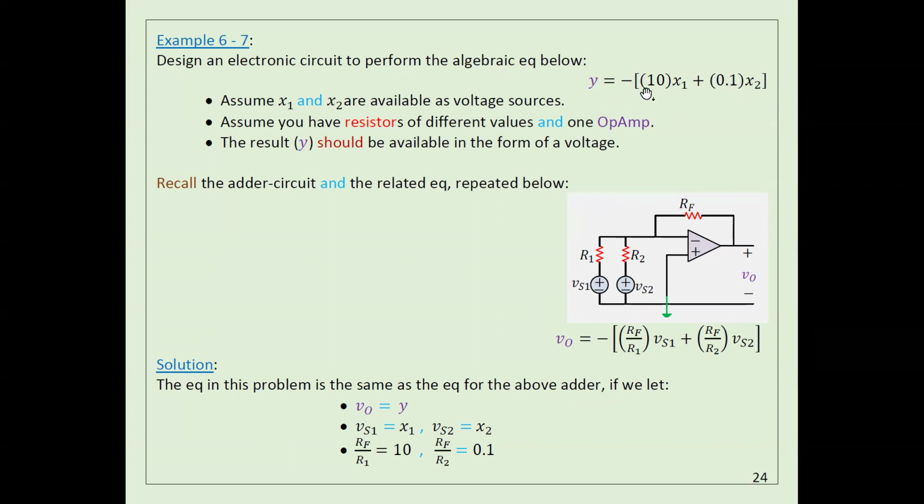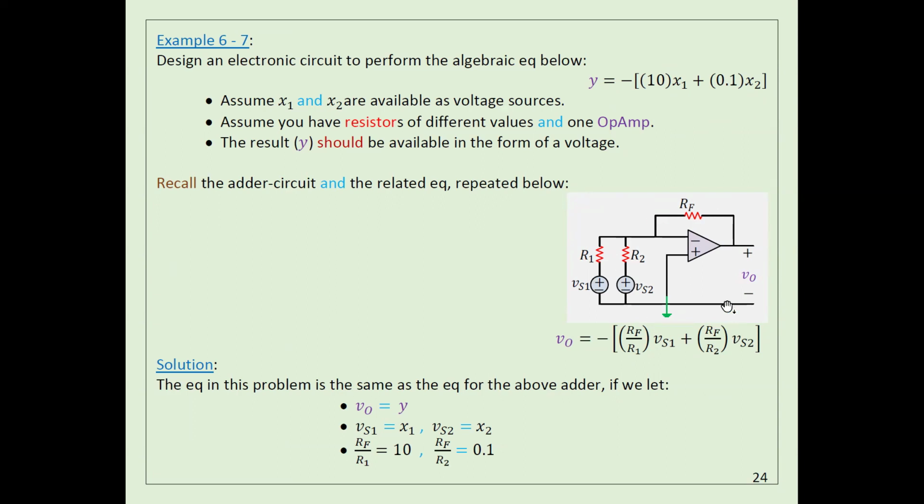Okay. If you look at this formula, this is exactly the same formula I have for the other circuit, the adding circuit. So I can use this circuit here, because we have the negative here, so I don't need to do anything. We have x1 is actually Vs1, x2 is actually Vs2. So all I have to do is select the ratio of these two resistors to become 10, and the ratio of these two resistors to become 0.1.